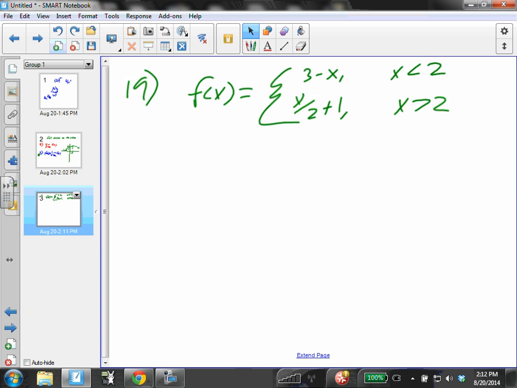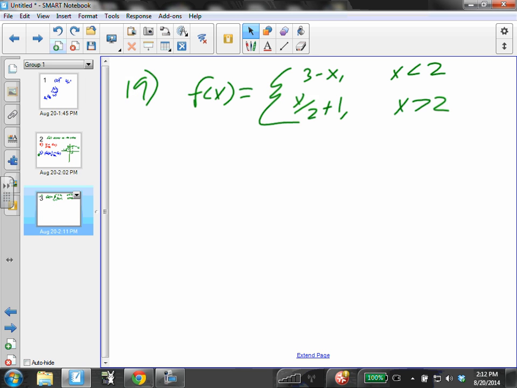Okay, so we have a piecewise function here. And all that's happening with this piecewise function is we're using 3 minus x for all the x values that are less than 2, and x divided by 2 plus 1 for all the x values that are greater than 2. And so now we want to show either that this function is continuous or that it's not continuous. Okay? And so what we want to do is start with step number 1, right?